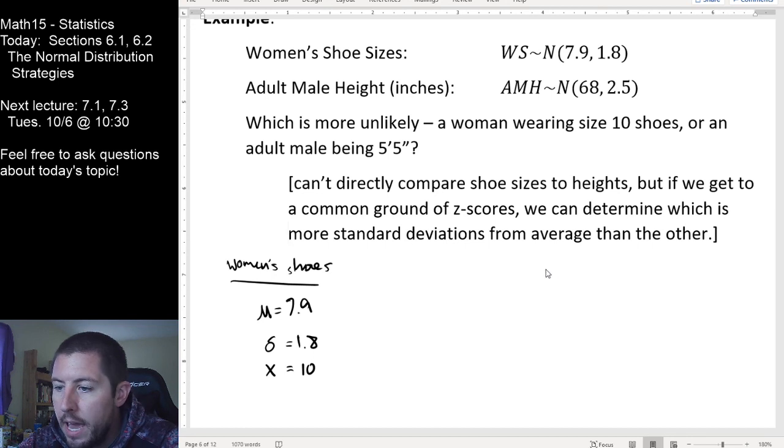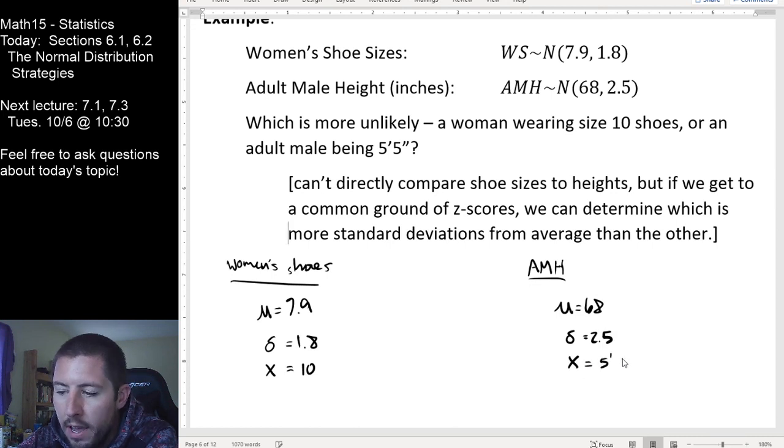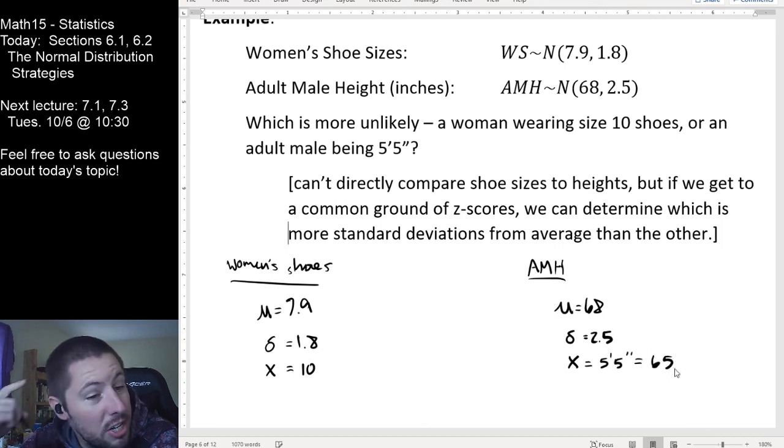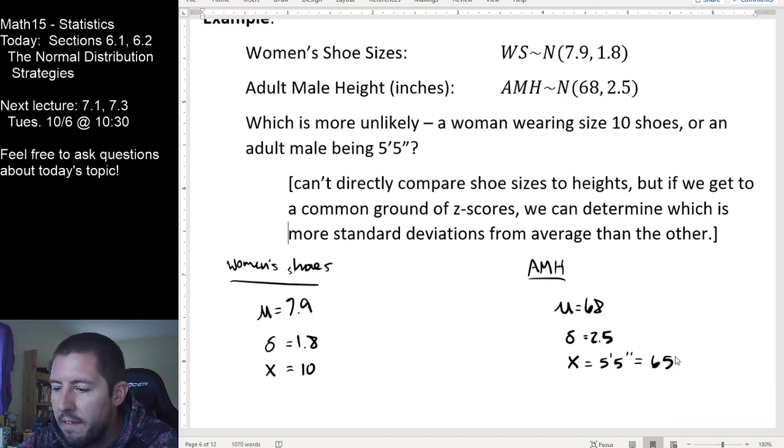In the case of the adult male height, which I'm going to abbreviate AMH, I use adult male height as my example so often, just get used to that one right there. We've been given that our average is 68 inches, our standard deviation is 2.5 inches, and our observed value of interest is being 5'5", which, by the way, doesn't help me because I need to be just in straight up inches, right? So 5 feet is 60 inches, plus another 5 inches gives me 65 inches right there.